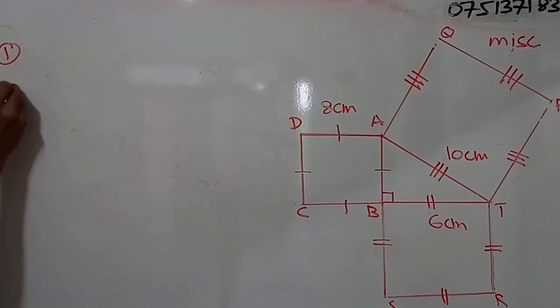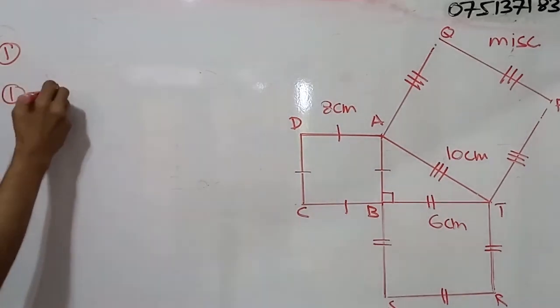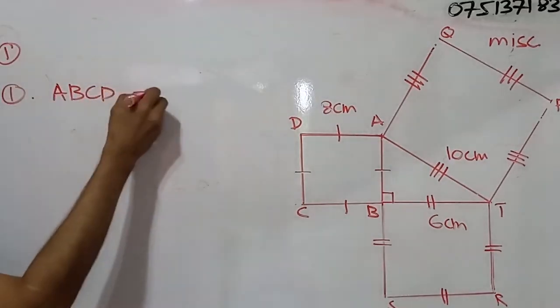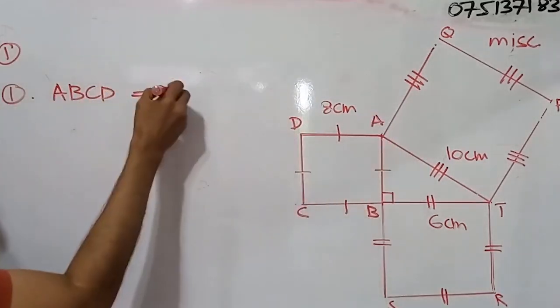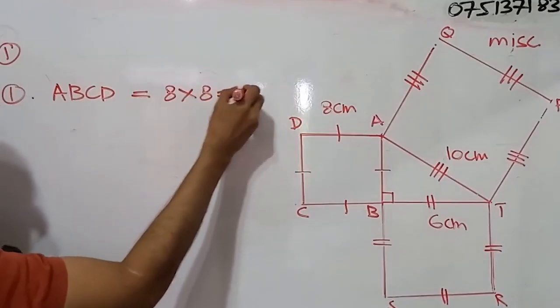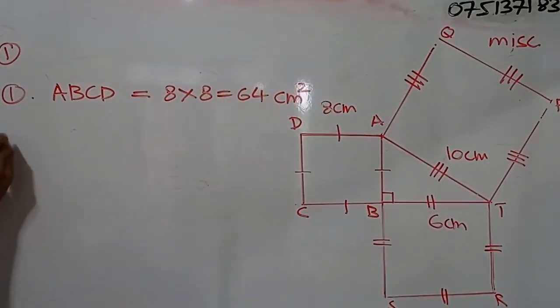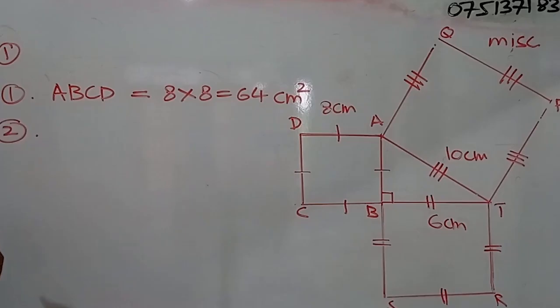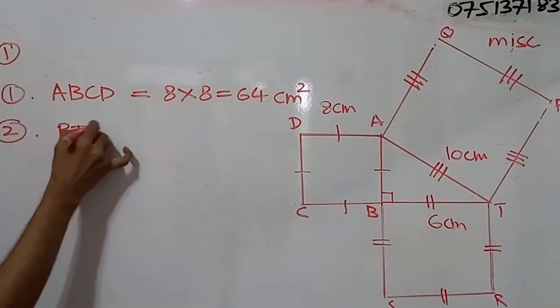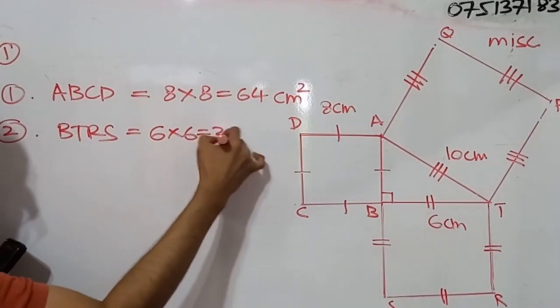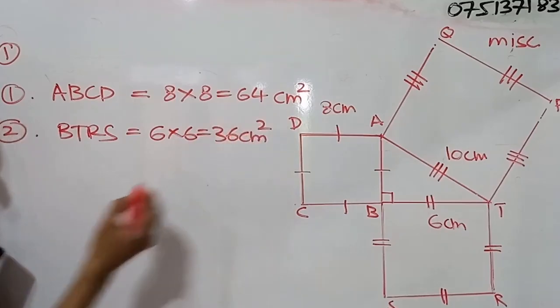Right, so that is pretty easy, no? ABCD, right? So that's a square, right? This square, ABCD. So that is what? 8 into 8, we get 64. But don't forget square centimeters. Find the area of the square BTRS. BTRS, right? So BTRS, that means what? 6 into 6, we get 36 square centimeters.